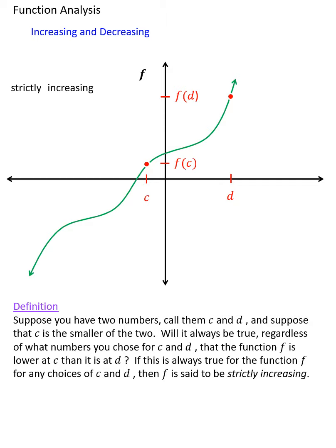Now you saw 3 examples here, but the question is, will it always be true that the function f is lower at c than it is at d, like you saw in those 3 examples? Well, if your function is essentially going upward from left to right, it will always be true. And so this definition corresponds to our intuition of what it means for a function to be going up or increasing. We call it strictly increasing.